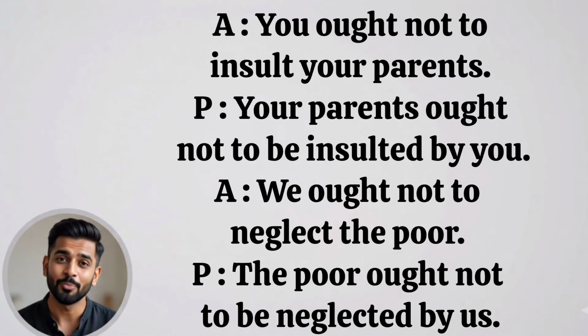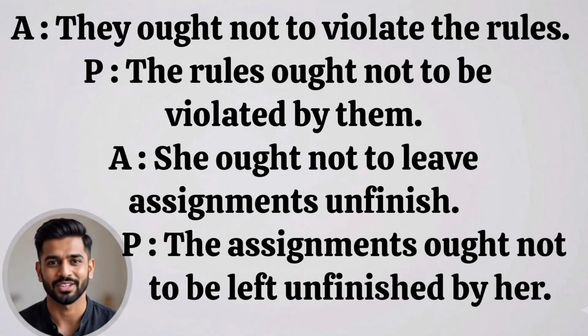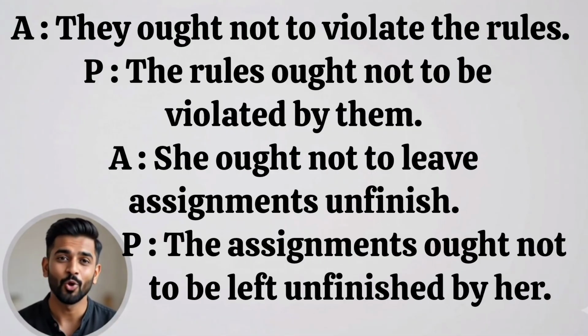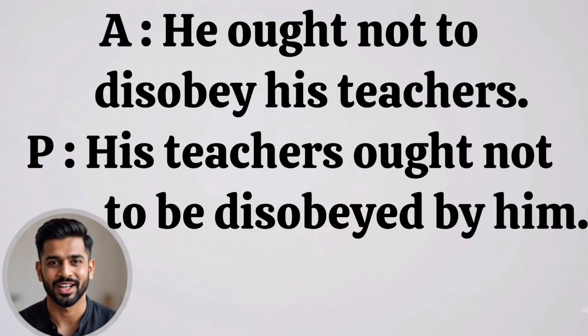7. Active, we ought not to neglect the poor. Passive, the poor ought not to be neglected by us. 8. Active, they ought not to violate the rules. Passive, the rules ought not to be violated by them. 9. Active, she ought not to leave the assignment unfinished. Passive, the assignment ought not to be left unfinished by her. 10. Active, he ought not to disobey his teachers. Passive, his teachers ought not to be disobeyed by him.